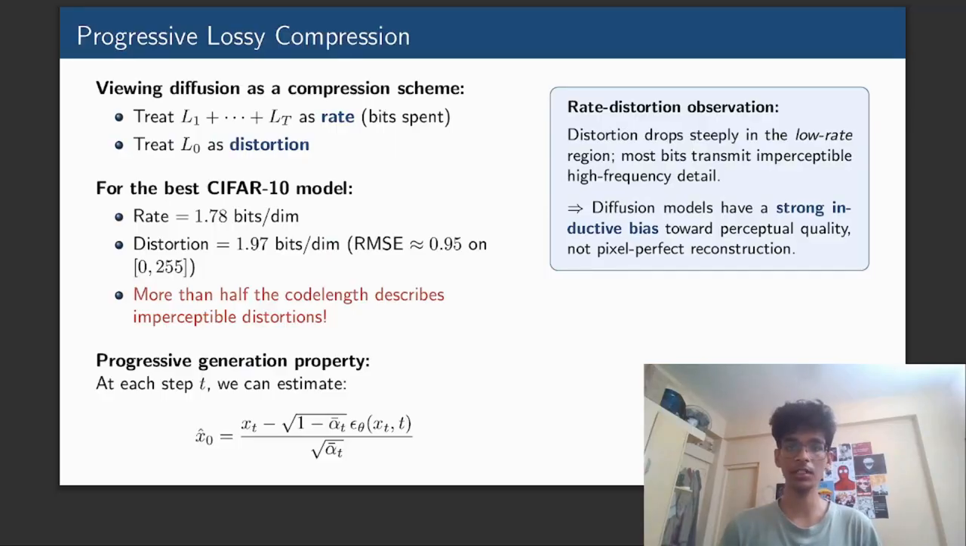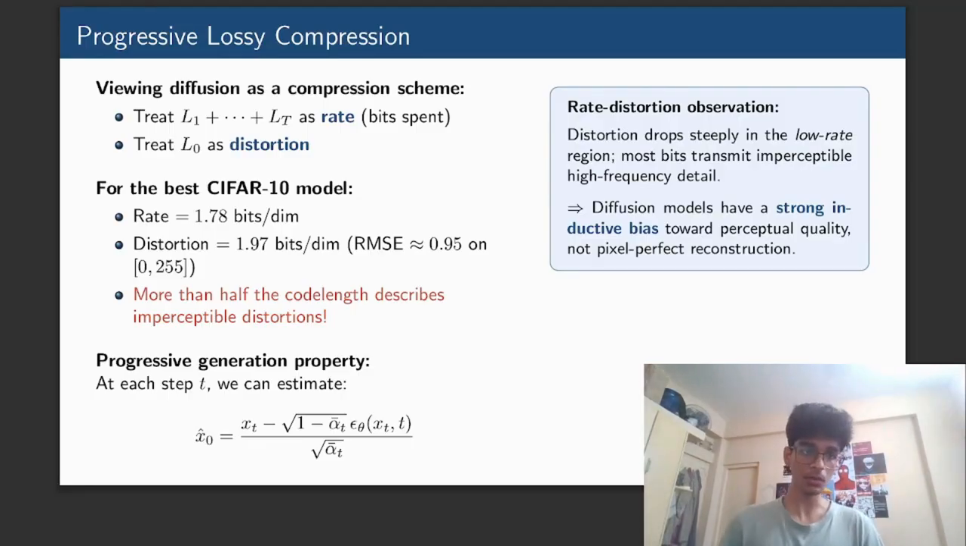In information theory, we can just consider this model to be a compression algorithm. We can split our variational bound into two parts: the rate and the distortion. So the rate consists of the losses L1, L2, and up till LT, which is the constant. LT is the constant loss, whereas the others are dependent on the noise that we have predicted. So these are the rate, and the distortion is L0.